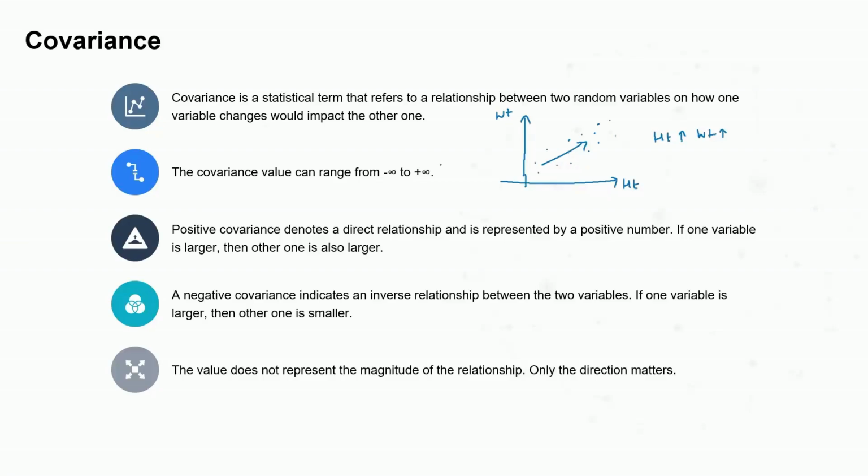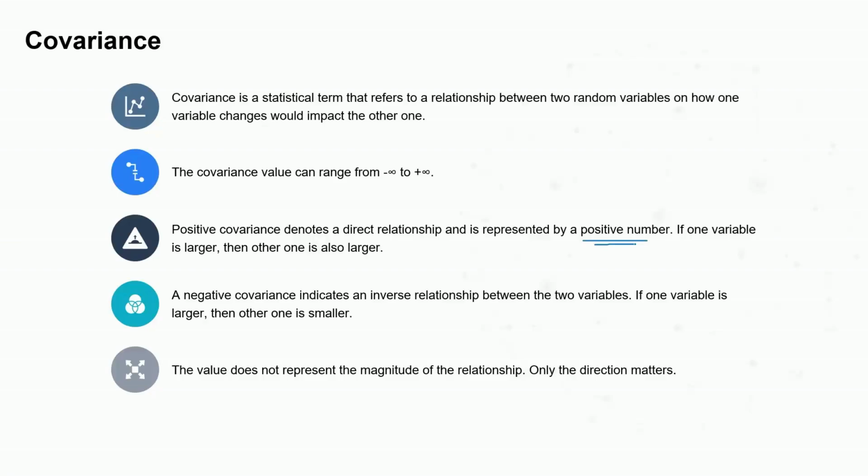Covariance values can range from -infinity to infinity. Positive covariance denotes a direct relationship and is represented by a positive number. So if you find the covariance between two particular variables is positive, then you can say that it is positive covariance. If one variable is larger, then the other one is also larger. If one variable increases, the other increases. If one variable decreases, the other variable decreases.